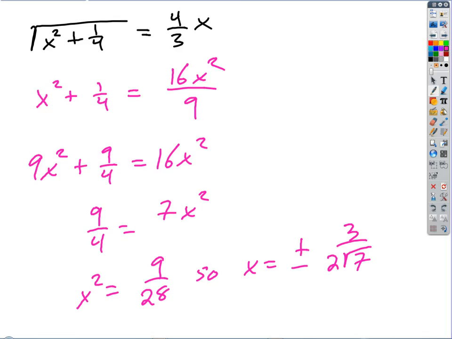So I'm going to get the square root of 9/28 plus 1/4, which would be 16/28, right? Equals, so on this side I'm going to get the square root of 16/28 equals 4/3 times the square root of 9/28. Is that right? Oh, no, it's not. Gosh darn it, I messed that up, didn't I?